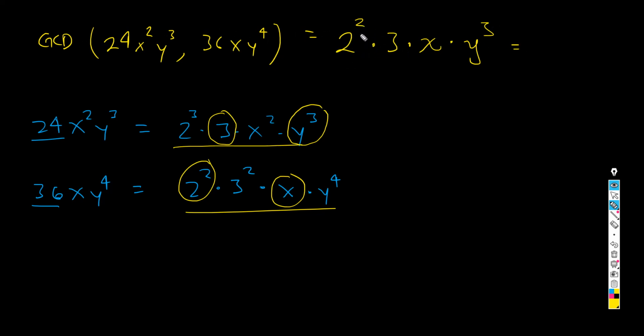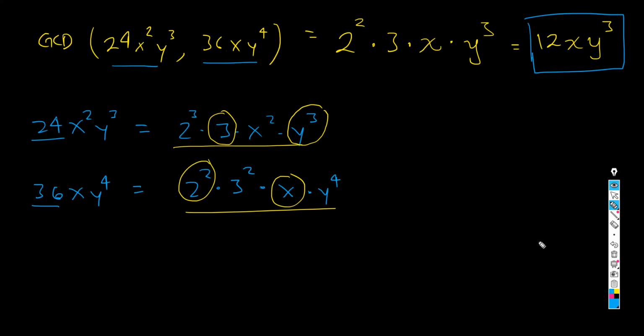2 to the 2 times 3. That's going to be 12. X, Y to the cube. And I'm done. This is the greatest common divisor or greatest common factor of these two numbers. Or these two terms. They are terms, right? Okay. So that's how this works, guys.